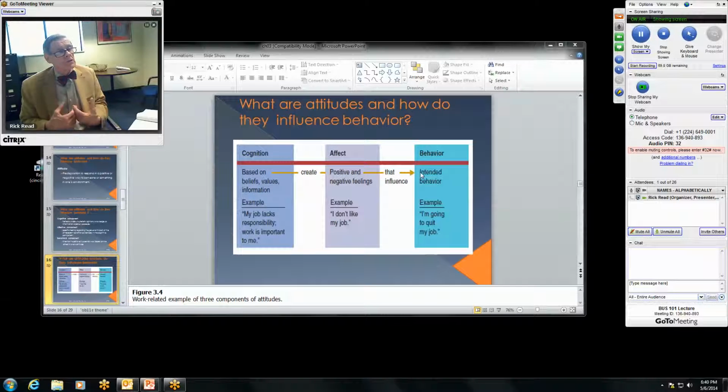My job lacks responsibility, but work is important to me. I like to work. I like to do things. I like to create things, whatever that happens to be. But where I am, I have no responsibility. That's my cognition. That's what I think. That's what I know based upon everything. So then what does that cause? What's that affect? I don't like my job because I don't have any responsibility. What's my behavior? I'm going to quit. I can't fix any of this. I'm going to quit.